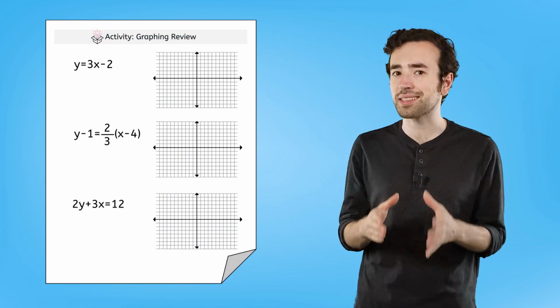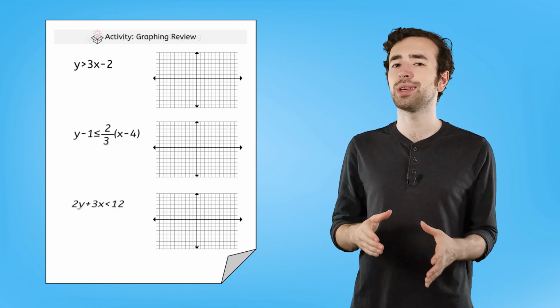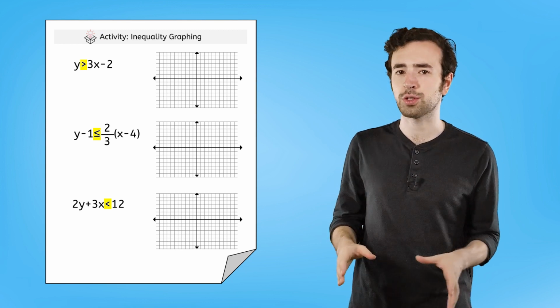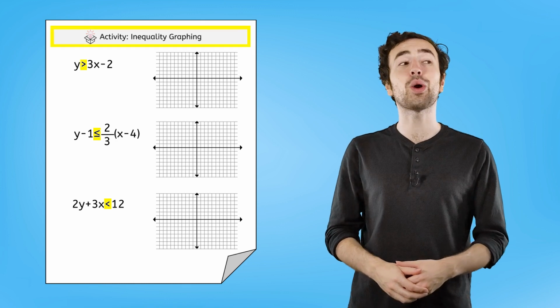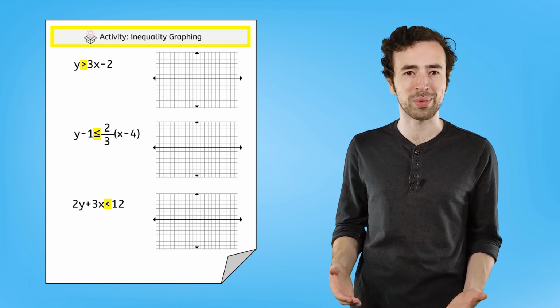All right, it's time to go back to those graphs you made at the beginning of the lesson. You're going to work with those exact same problems, but this time their equal signs have been changed to inequalities. Your job is to graph their solutions and answer a few questions. You'll find this in the activity in your PDF called Inequality Graphing. Work through that next so you can be sure you're ready for the practice game.